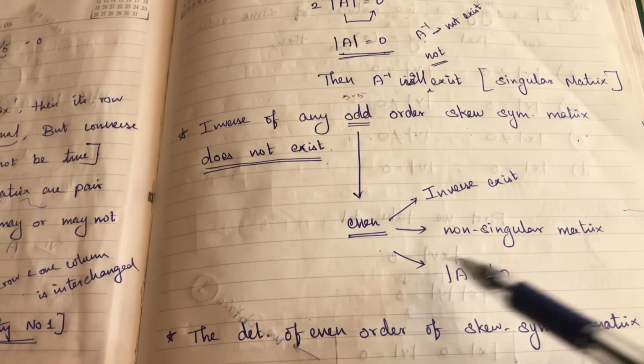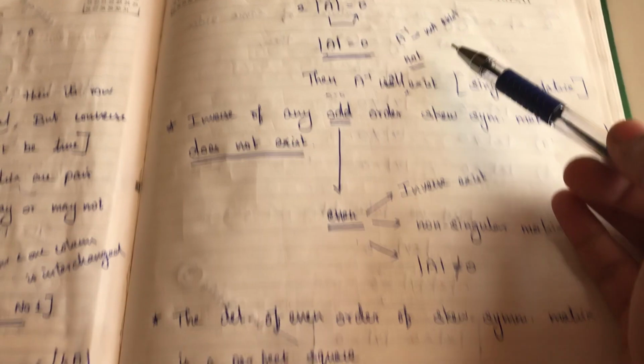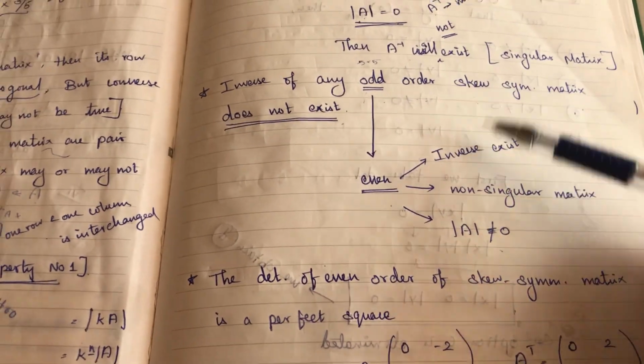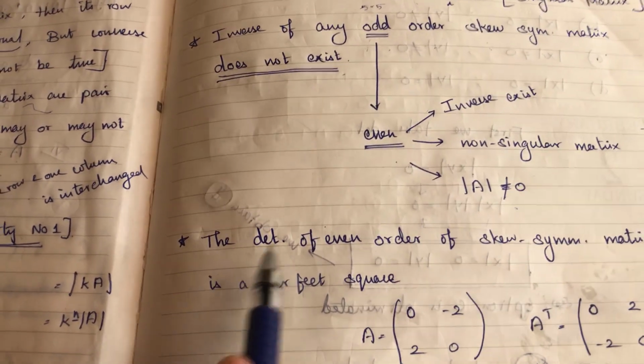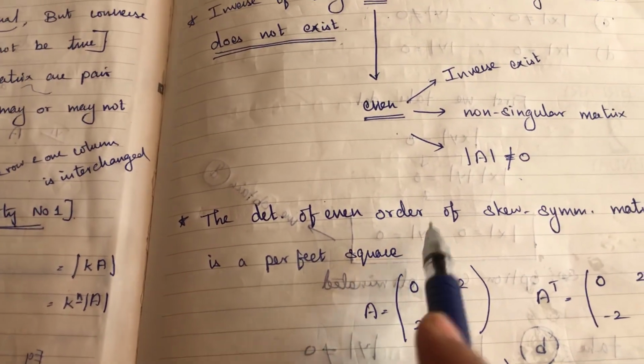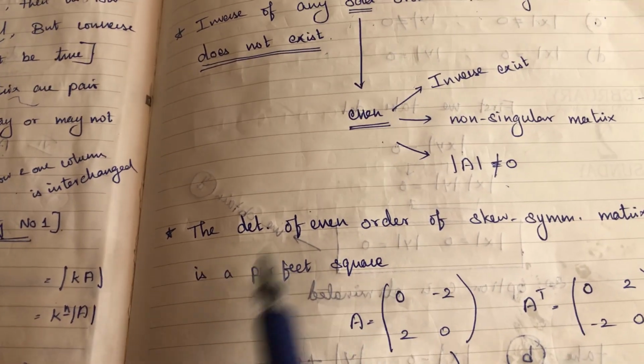So we have obtained these things from this sum. Okay, so we have obtained two properties from this sum. So let me see another property. The determinant value of even order of skew symmetric matrix is a perfect square.